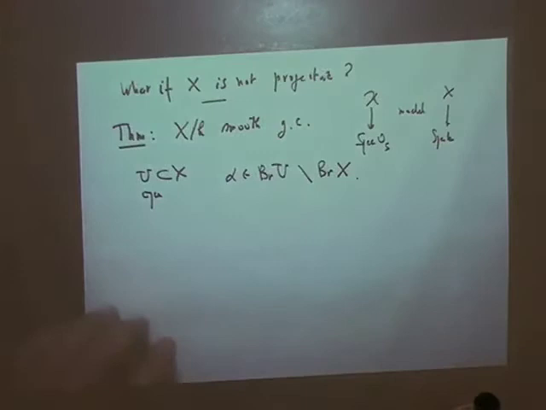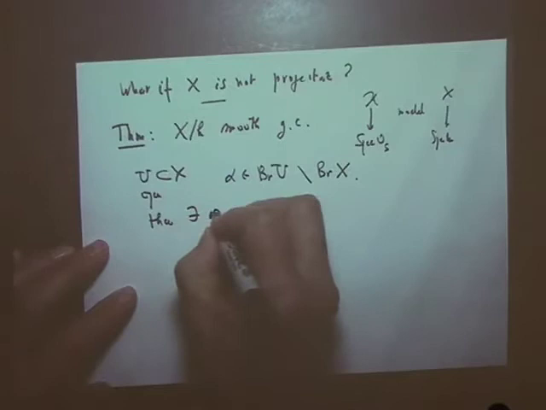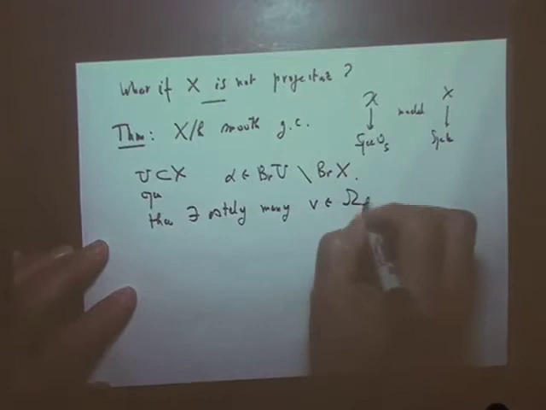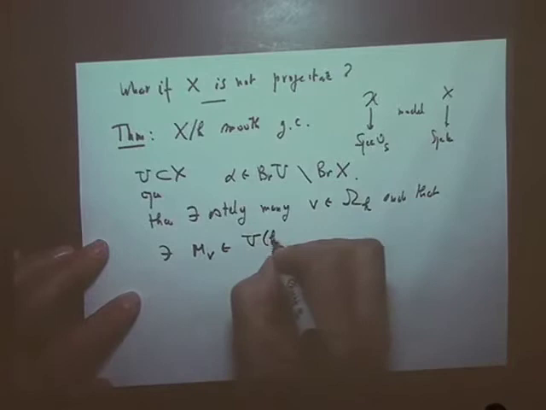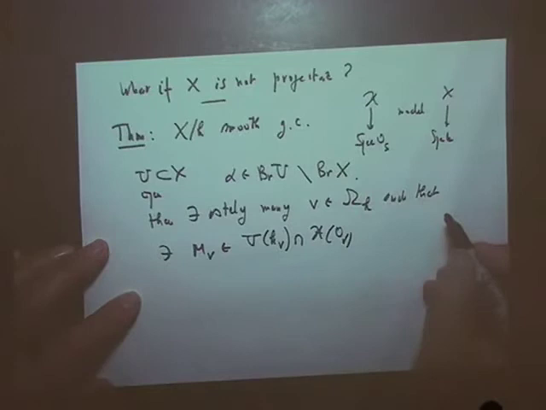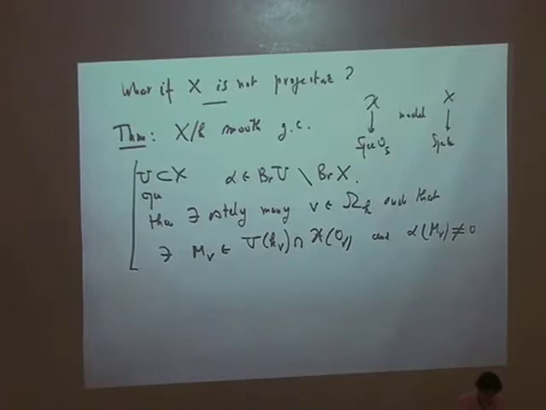Then there exist infinitely many v in Omega_K, not in S (S is finite here), such that there exists an M_v in U(K_v) intersection X(O_v), and alpha evaluated at M_v is not zero. If X was proper, you could forget about this business with the model, but I really want to do it like this. So this is just the opposite of what we saw. We have infinitely many places for which you can find local points where alpha takes a non-zero value.